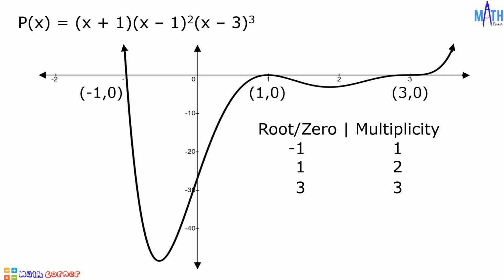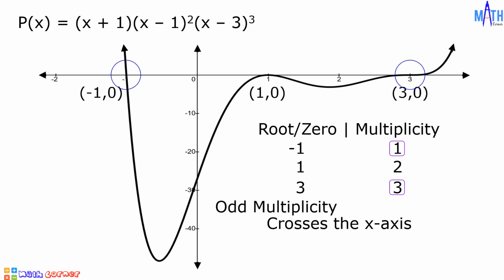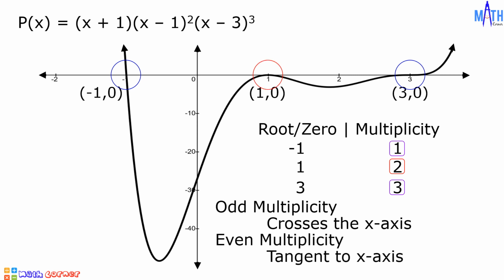If we have odd multiplicity, the graph crosses the x-axis. If we have even multiplicity, the graph is tangent to the x-axis. It means that the graph will touch the x-axis, but it will not cross the x-axis. Let us have another example.